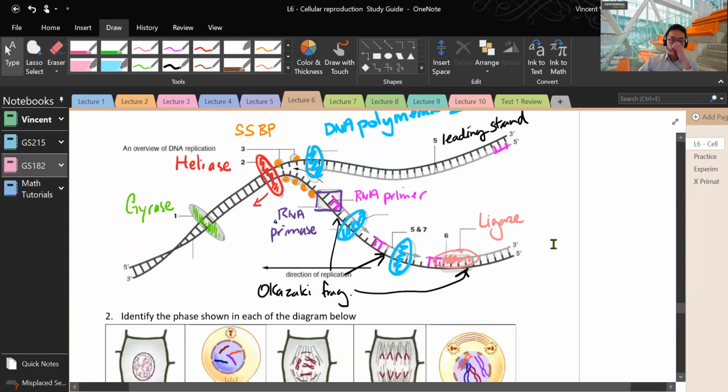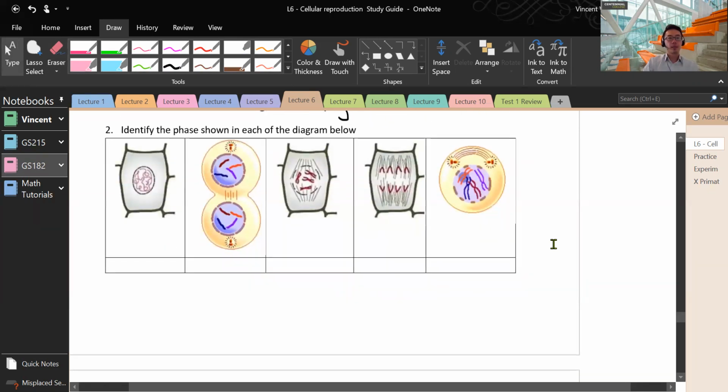Let's try to identify the phases here. First one here. This is a plant cell because of the rectangular shape. And I cannot really see the chromosomes yet. They haven't really condensed yet. And there's only one nucleus. So I'm going to say this is interphase. This one, you can see it's already starting to split. And so it is telophase.